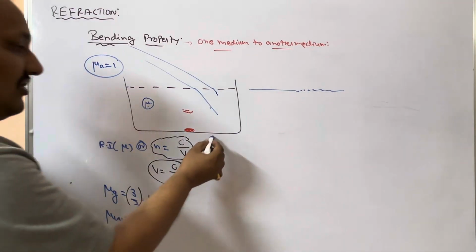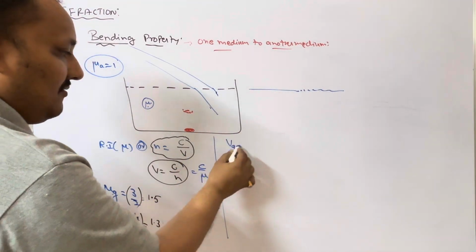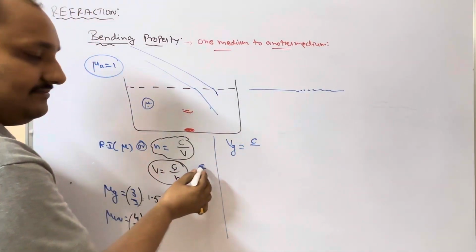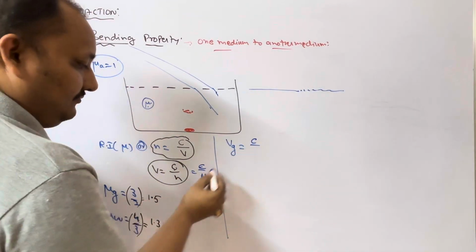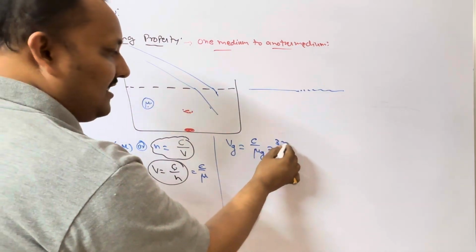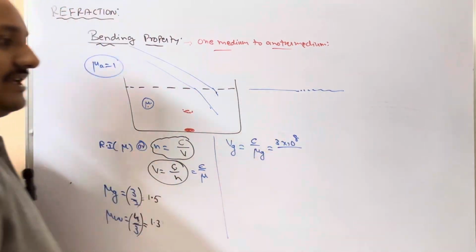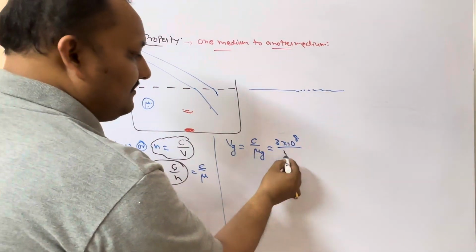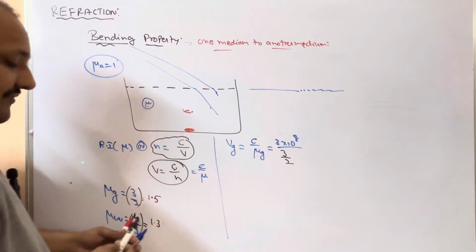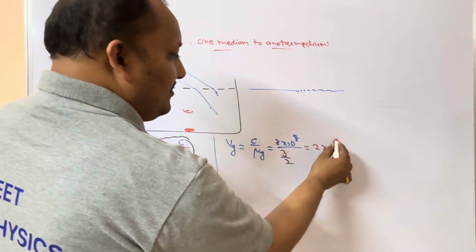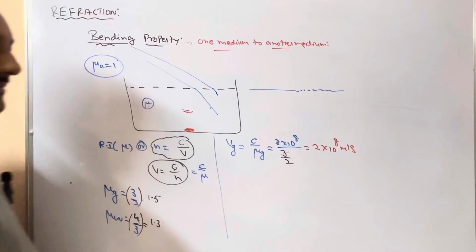Now what is the velocity of light in glass? It is velocity of light in vacuum divided by refractive index of glass. The velocity of light in vacuum is 3 into 10 power 8. What is the refractive index of glass? We said 3 by 2. So 3 by 2, the 3 will be cancelled, 2 is going to be in the numerator: 2 into 10 power 8 meter per second.